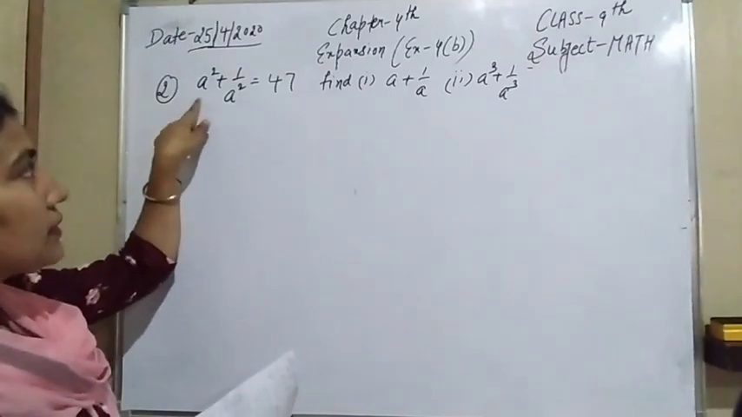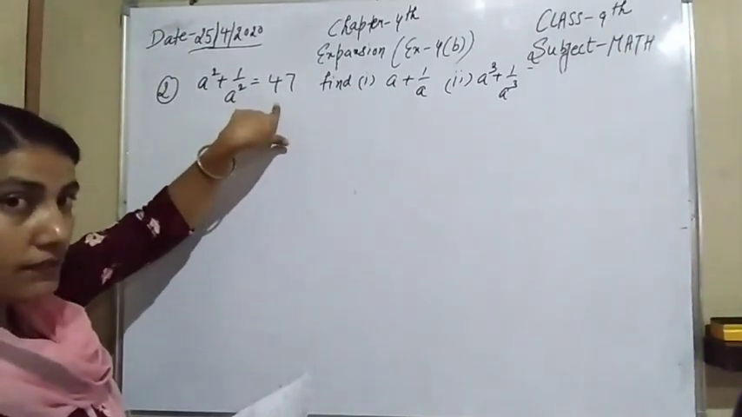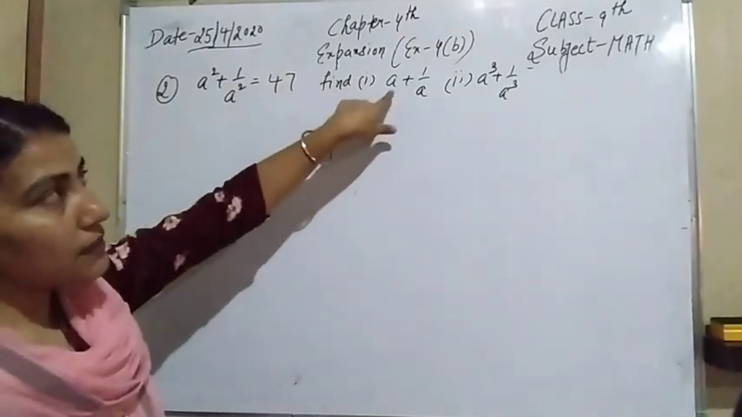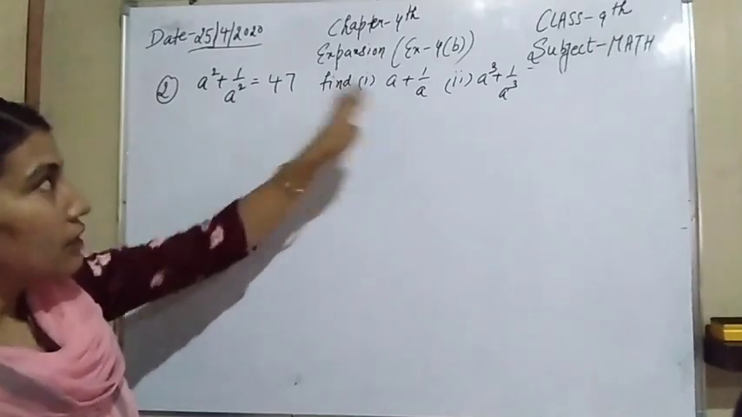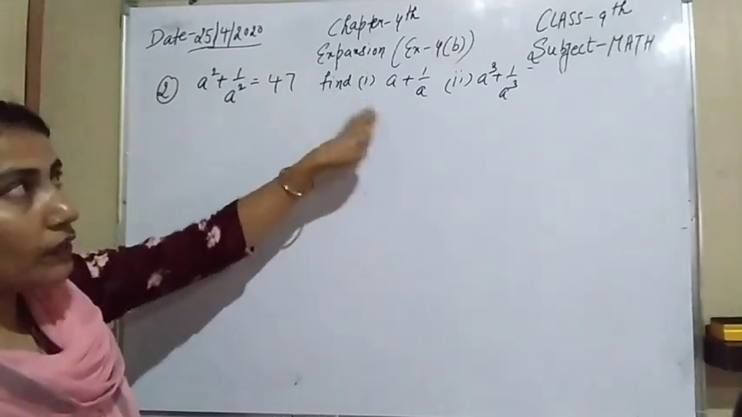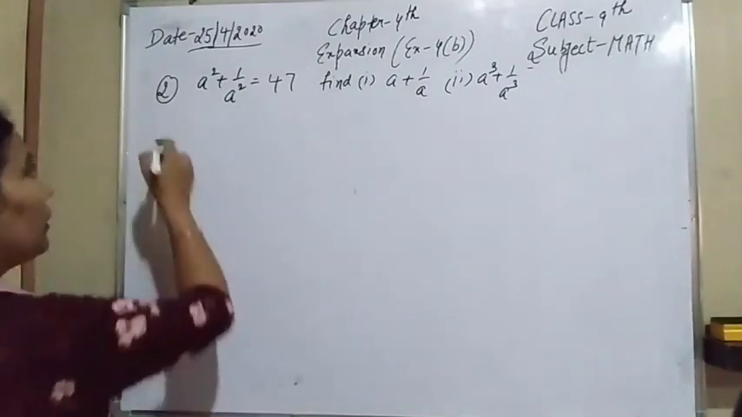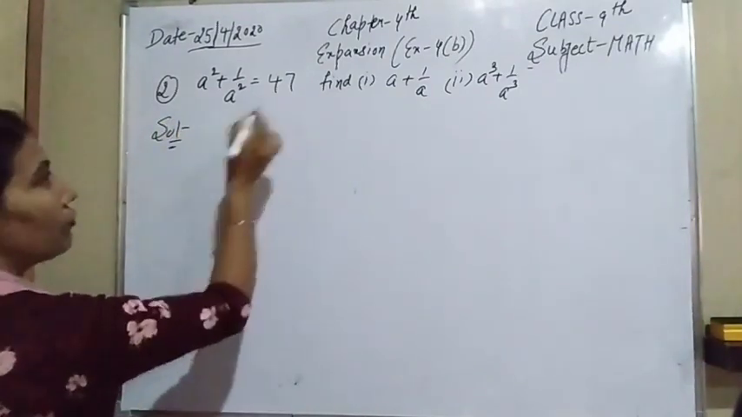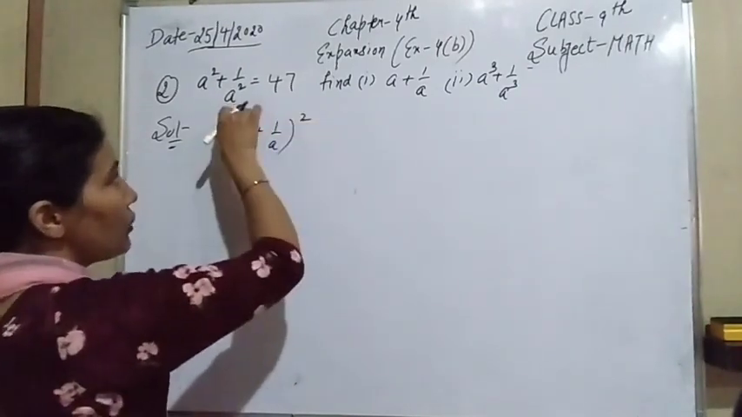We are given a square plus 1 over a square. The value of a square plus 1 over a square is 47, sorry. And we have to find a plus 1 over a. Look here, if I do the squaring, then easily we will put in the value and we can easily get the value of a plus 1 over a. So let us start from here. We have to find firstly a plus 1 over a.